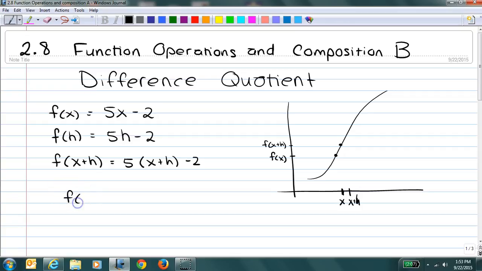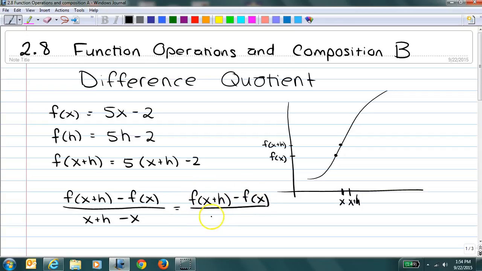That is f of x plus h minus f of x over the x values. Difference of y's over difference of x's, that's x plus h minus x. Well, anytime you do the difference quotient, the x's cancel out in the denominator. So we never bother to write them in the formula. We have f of x plus h minus f of x over h. Difference quotient.